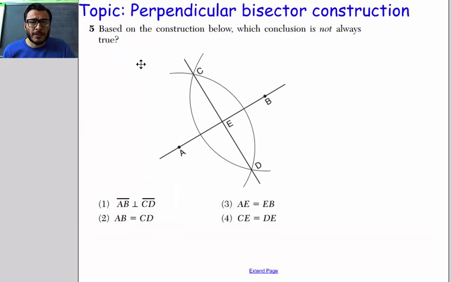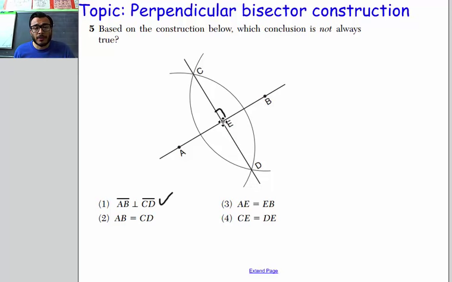Number 5 says, based on the construction below, which conclusion is not always true? From the construction of a perpendicular bisector, let me give you a couple of things that are going to be true. Of course, you're going to get perpendicular lines, because you just constructed a perpendicular bisector. So this will be true. And then you'll also get a midpoint. E will be your midpoint. That's why it's a bisector, because it intersects the line at the midpoint. Since E is a midpoint, we know that AE will be equal to EB.